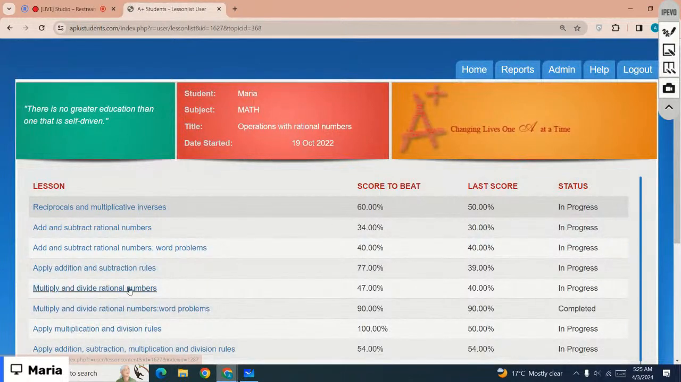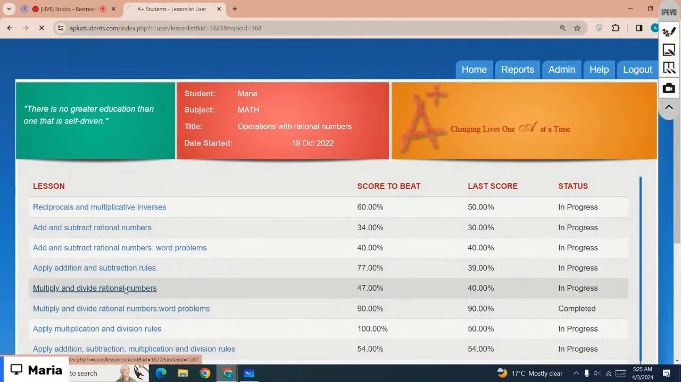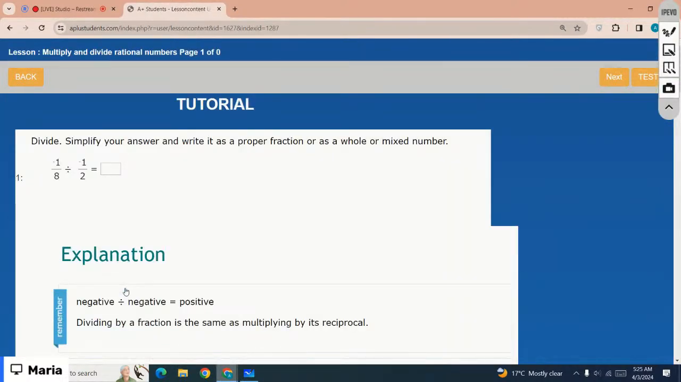The next lesson is multiply and divide rational numbers. Let's just start with the next lesson. So division is also exactly the same as how you divide fractions, right? So let's just start with the first one. That is negative 8 divided by negative 1 over 8. Because both the numbers are negative, right? And when you divide two negative numbers, the answer must be positive.